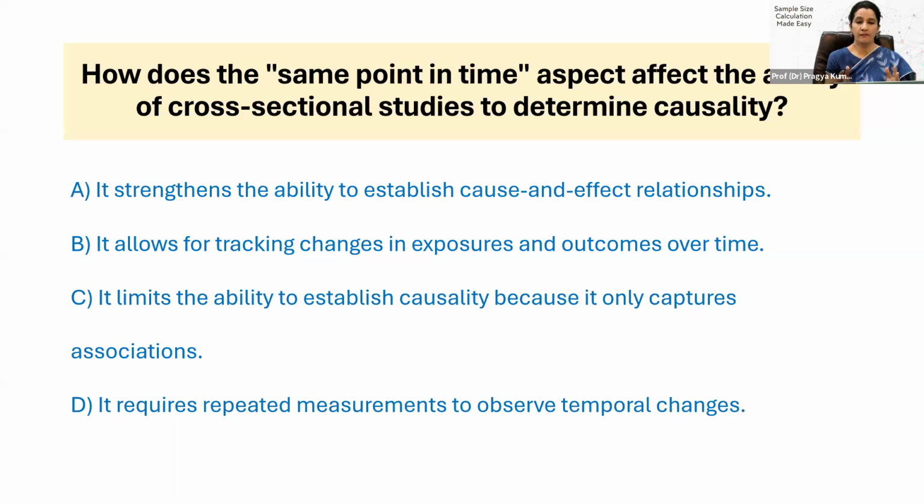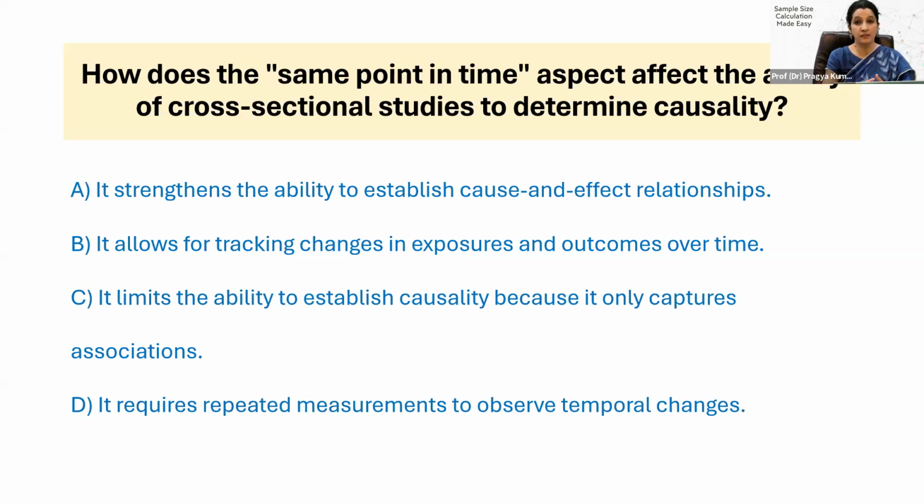Because you know that whenever we say that X is causal for Y, there is a concept known as causality. There are many criteria to assess that causality. And one of the criteria is about in which type of study it can be done. So the answer, as Aryashri is saying, is C and D. C is: it limits the ability to establish causality because it only captures associations. Yes, true. And it requires repeated measurement to observe temporal changes. That temporal change is something related to the follow-up study, when you have some outcome and you want to see how it changes over time.